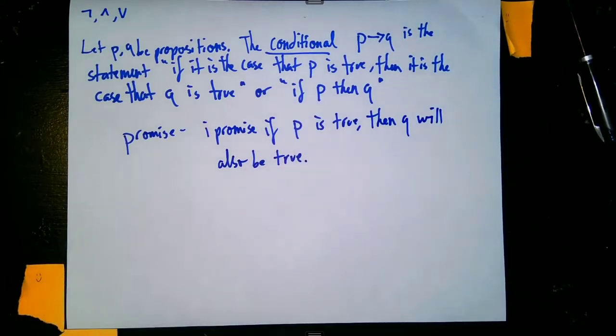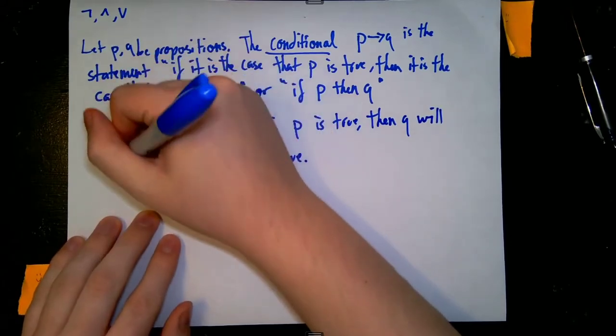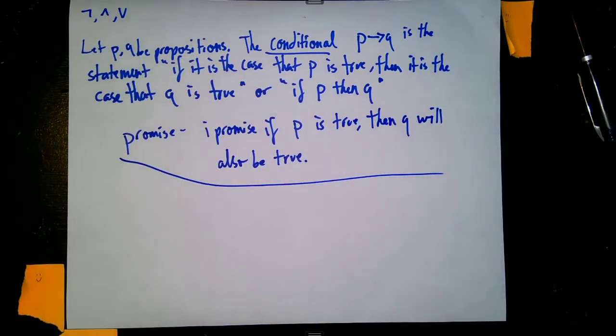And if I happen to violate that promise, if P happens to be true, but Q ends up not being true, or in other words, Q is false, then this whole promise will be invalid. So we're setting up a promise. If this promise is valid, if this promise works out, then the entire statement will be true. Otherwise, if the promise is violated in some way, the entire statement will be false.